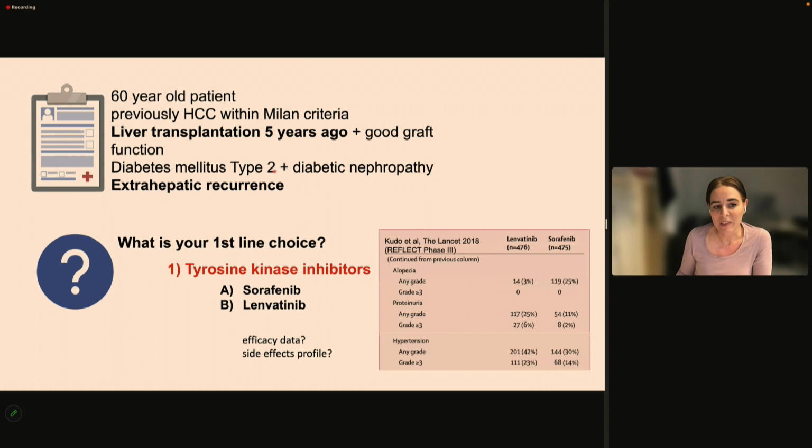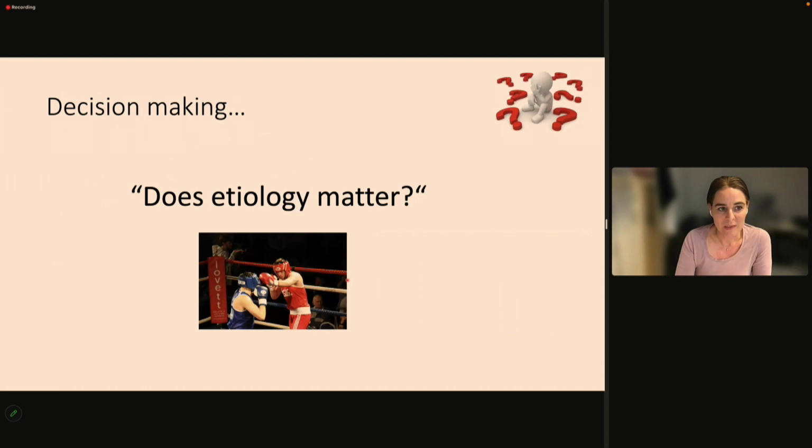And considering this diabetes mellitus and the diabetic nephropathy, this might be an argument actually to, in this scenario, choose the sorafenib over the lenvatinib. But overall, it's a very, very individual decision. So I think I have like 2 minutes, 3 minutes left. So maybe I just have a couple of slides, or just one slide basically, on the question: does etiology matter?